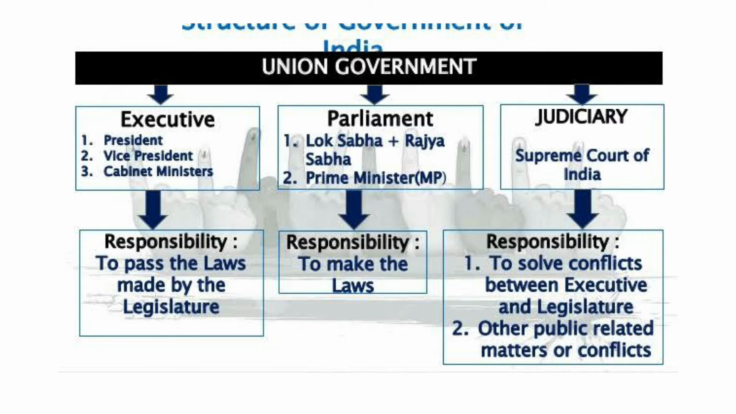So, the union government comprises of legislature, executive, and judiciary. In legislature, we have the President, Lok Sabha, and Rajya Sabha. And the responsibility is to make the laws, pass the laws, and get them signed by the President. The executive consists of the President, Vice President, Prime Minister, and Council of Ministers. And the responsibility is to implement the laws made by the legislature.